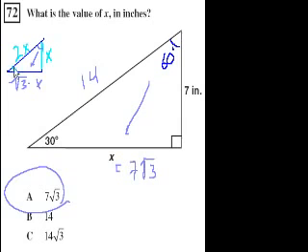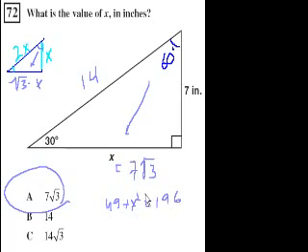And don't take my word for it. Well, you could take my word for it that this is double that. And we proved that a couple of videos ago. But you could do the Pythagorean theorem here. You could say that 7 squared, which is 49, plus x squared is going to be equal to the hypotenuse squared. 14 squared is what? 140, 4 times 14 is 196.